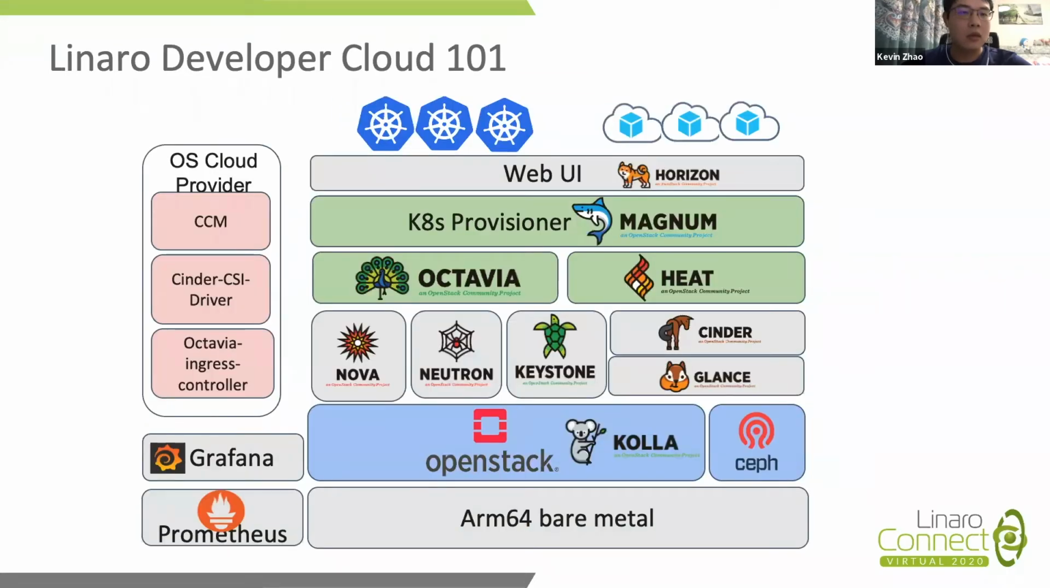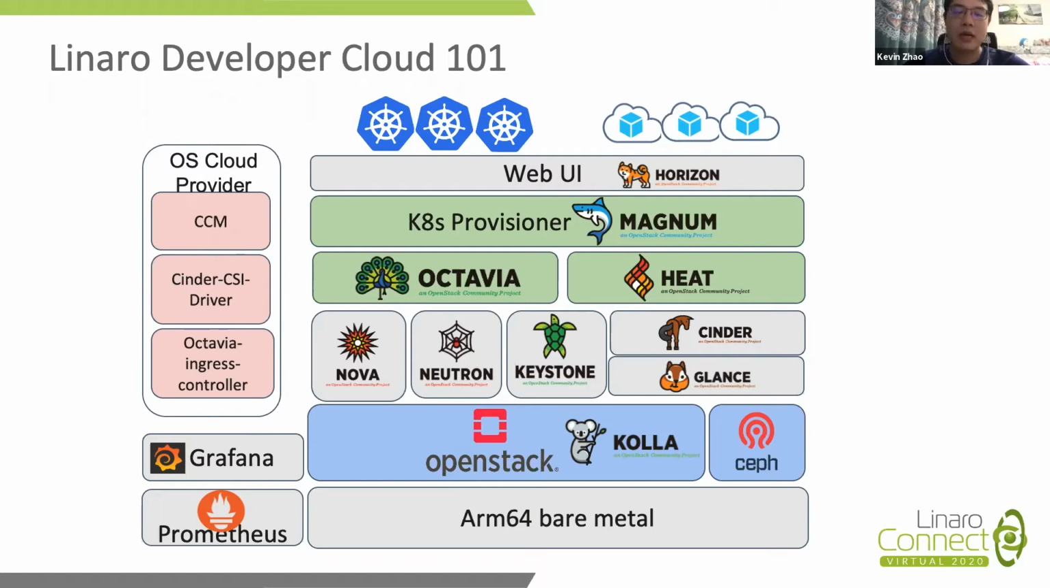Next, this picture shows the Linaro Developer Cloud architecture in detail. At the bottom of the picture, we can see it is ARM64 bare metal, and on top of this, we use the Kolla-based OpenStack and Ceph. Because OpenStack and Ceph are infrastructure services, they are not very easy to deploy. So using the Kolla-based containers will solve the compatibility problem.